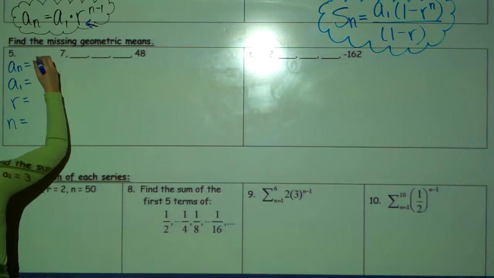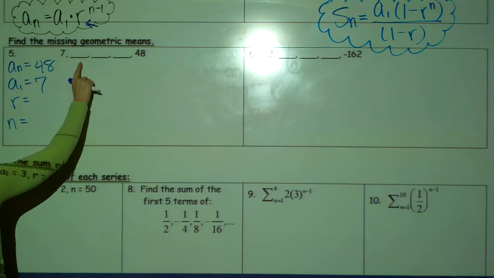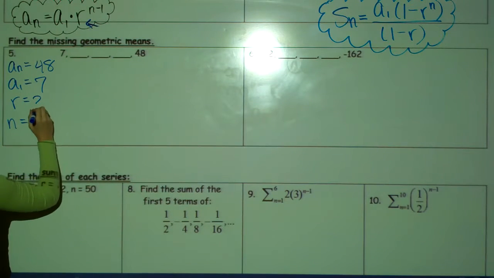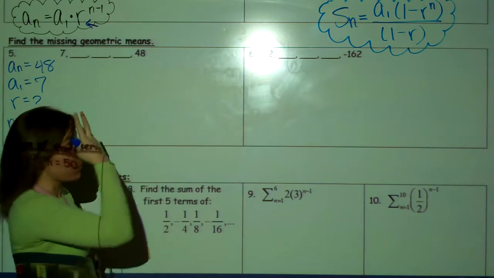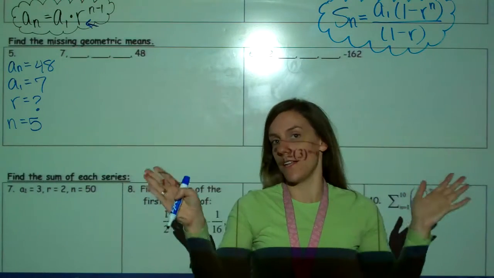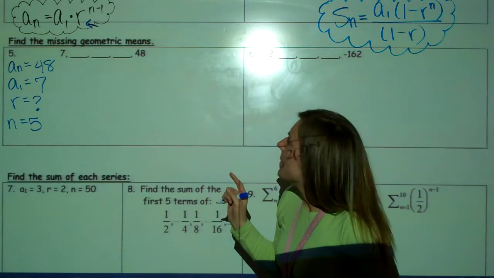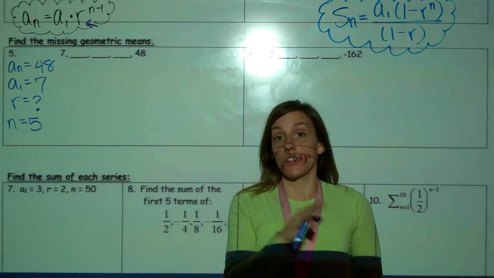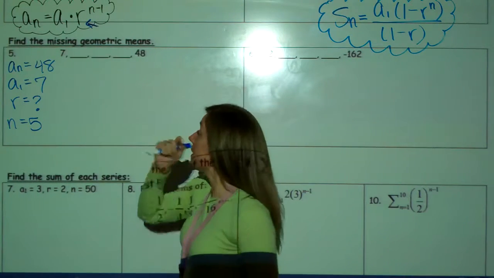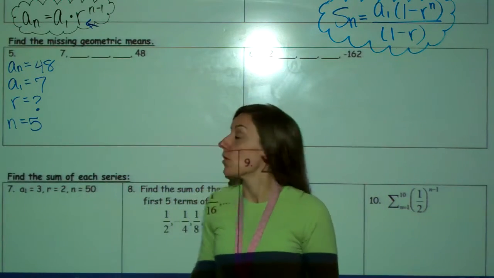So the last term is 48. The first term is 7. And I do know the number of terms: 1, 2, 3, 4, 5. So there's 5 terms total. So that means I'm finding the ratio. Remember, whenever it says means, that means the numbers between the beginning and the end. So you could also hear the phrase, find the 3 geometric means between 7 and 48, okay? And that means the 3 numbers that are evenly spaced between 7 and 48.